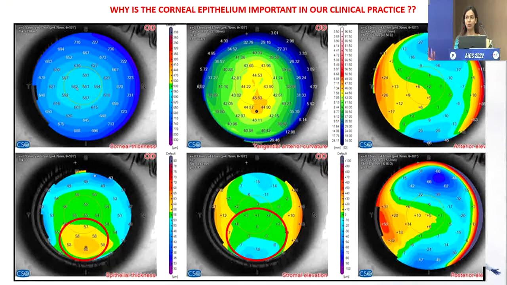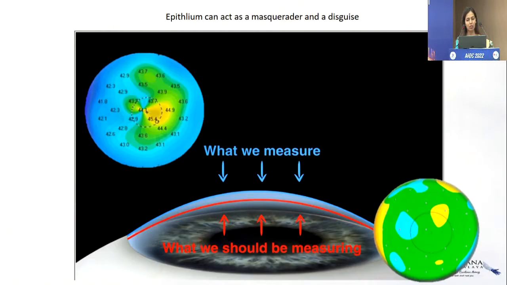There are very few diagnostic devices available to us which would separate out the epithelium, the stroma, and the elevations. I have no financial interest in any of this, but this is one of the devices available to us. On the right side we have the corneal thickness, and below that we have the epithelial thickness, and I'll be coming to what it means. So epithelium can act as a masquerader, or it may disguise something underlying.